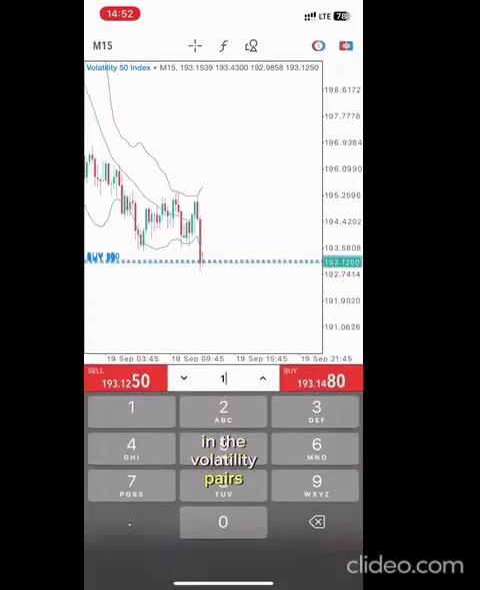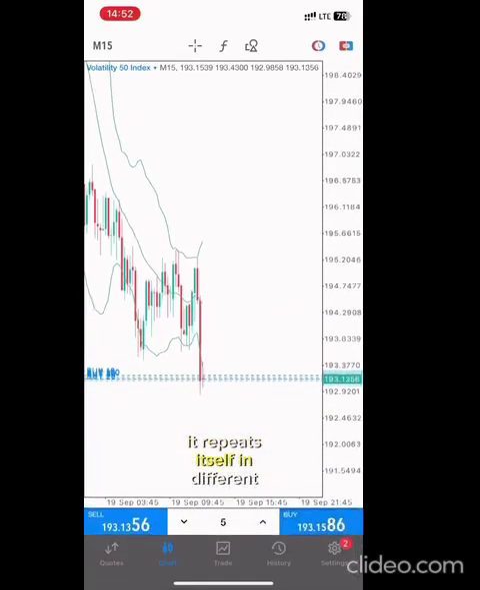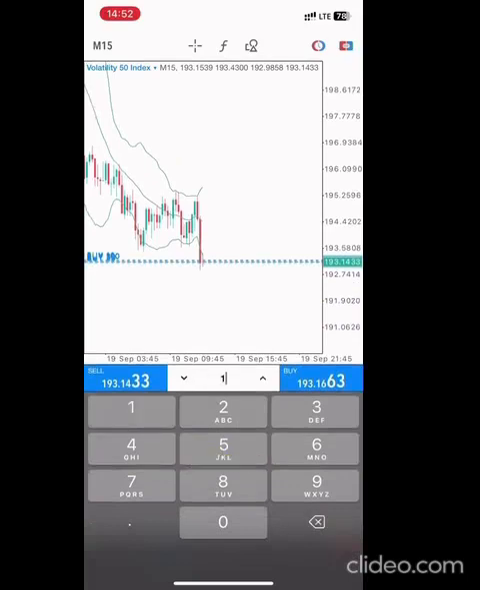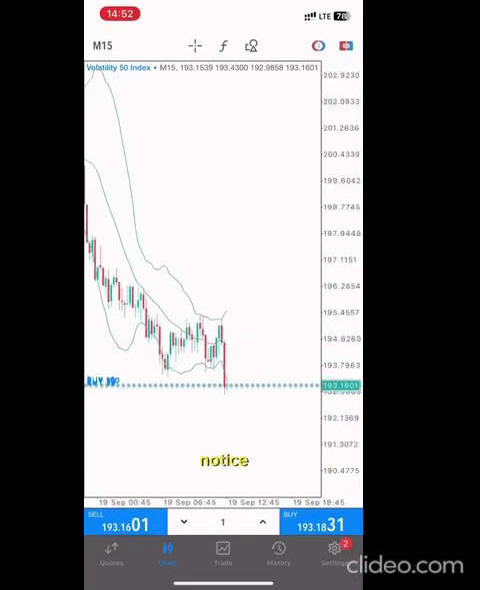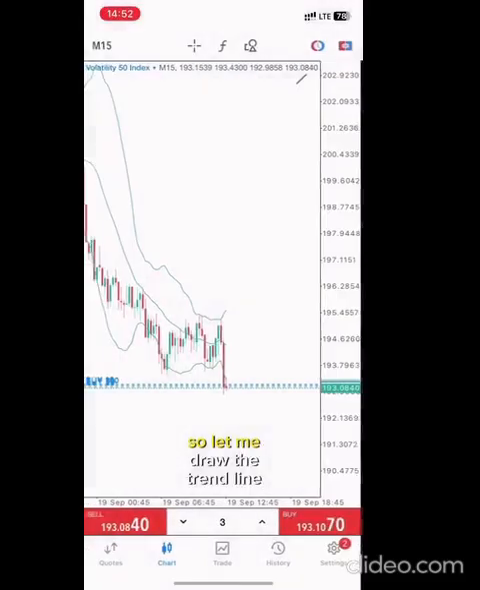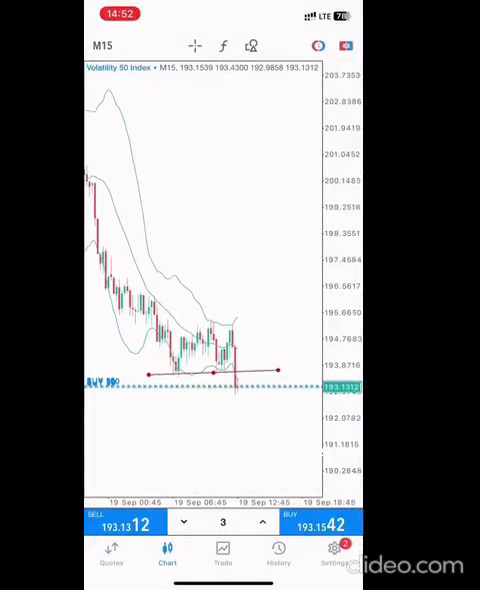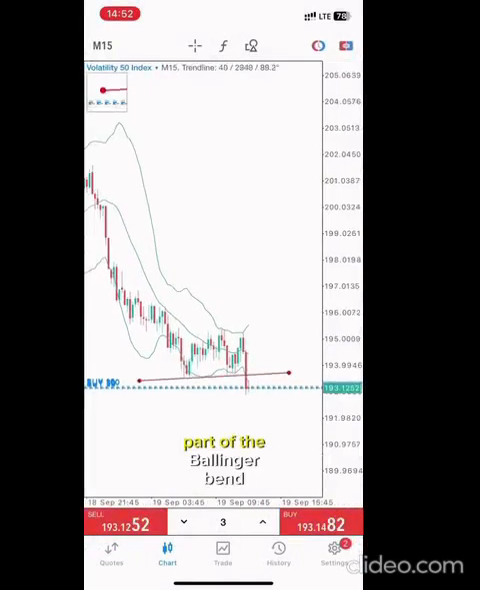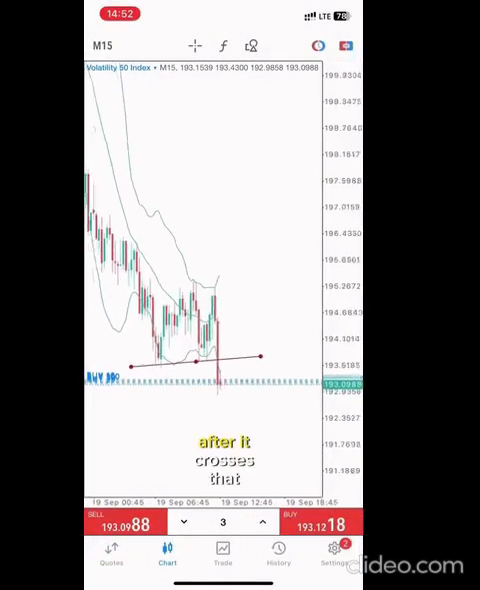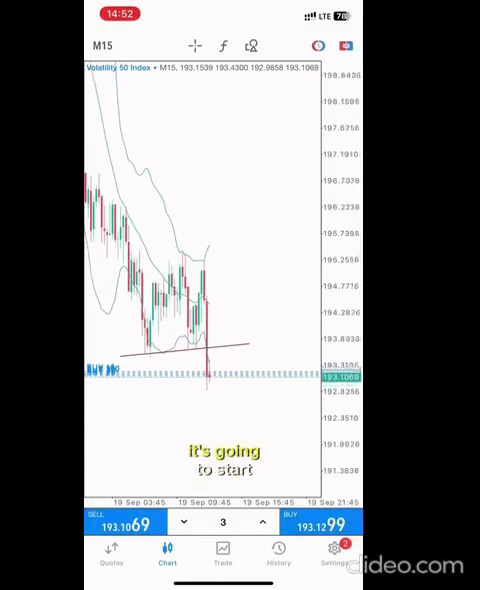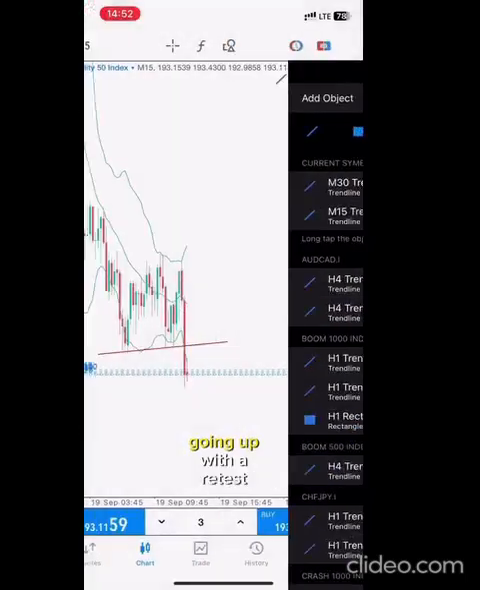Here in the volatility pairs, it repeats itself in different volatilities. All you have to do is to notice the difference and what is causing it. So let me draw the trend line so that you can see, and you can see that this is the bottom part of the Bollinger Band, which means after it crosses that Bollinger Band, it's going to start going up with a retest.